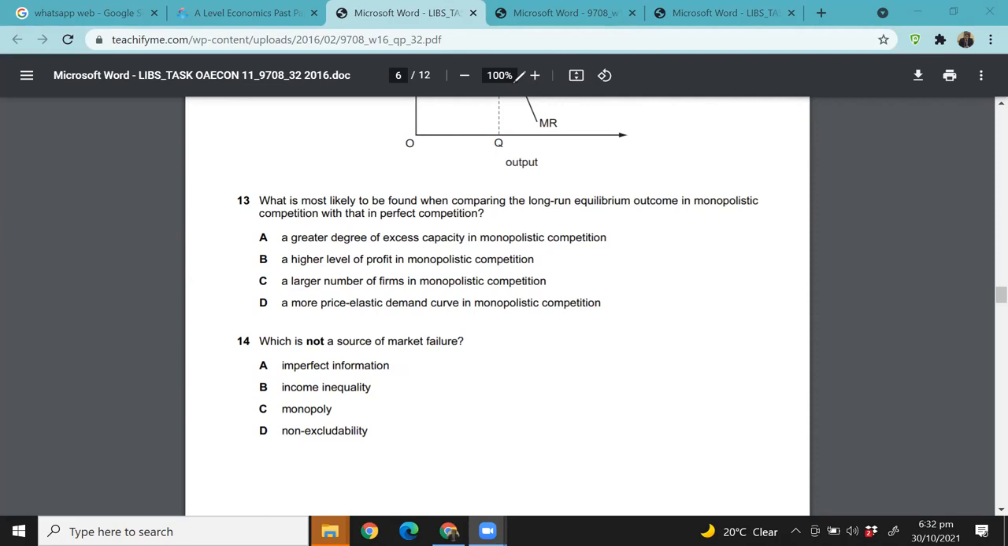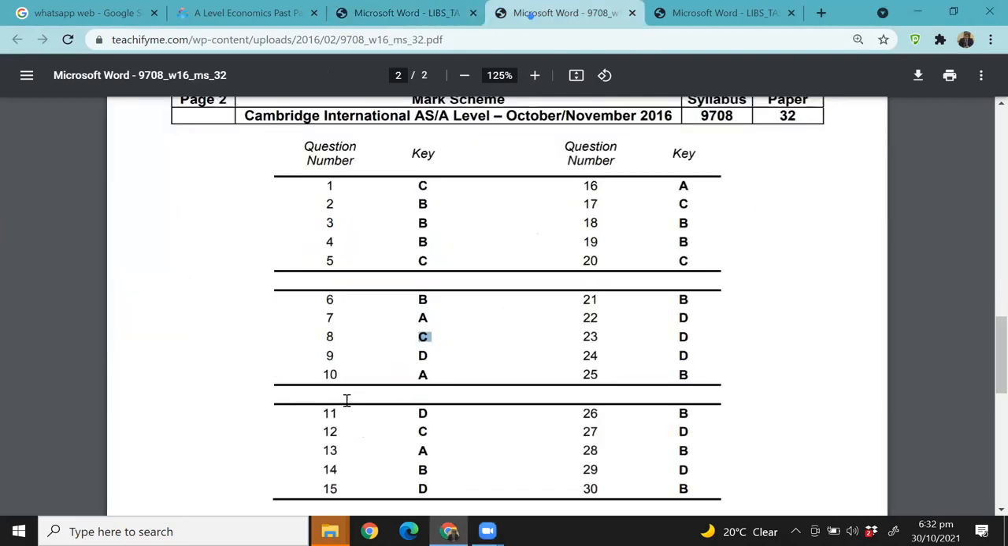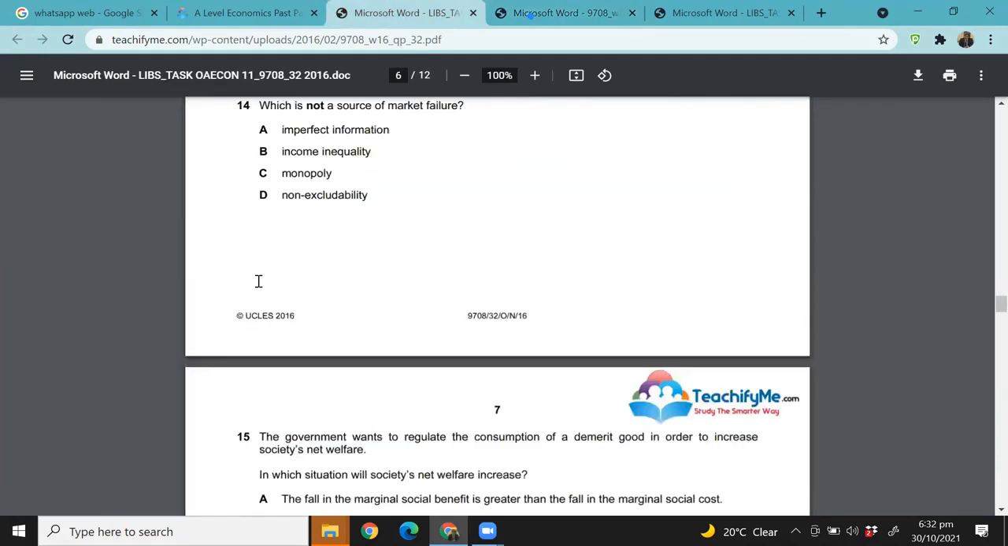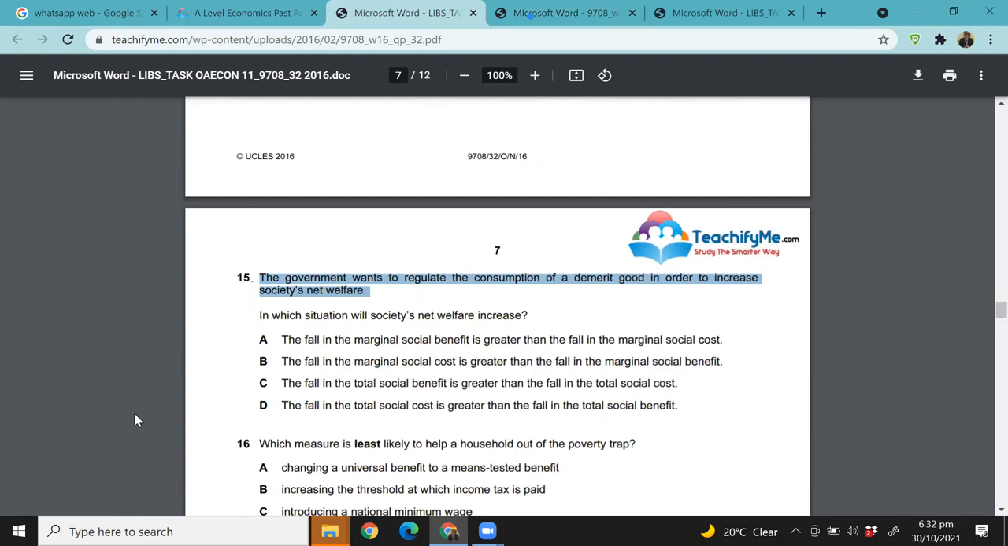So 14 is B. Great. Okay. Now the next question says, the government wants to regulate the consumption of a demerit good in order to increase society's welfare. In which situation will society's net welfare increase? The fall in the marginal social benefit is greater than the fall in marginal social cost.